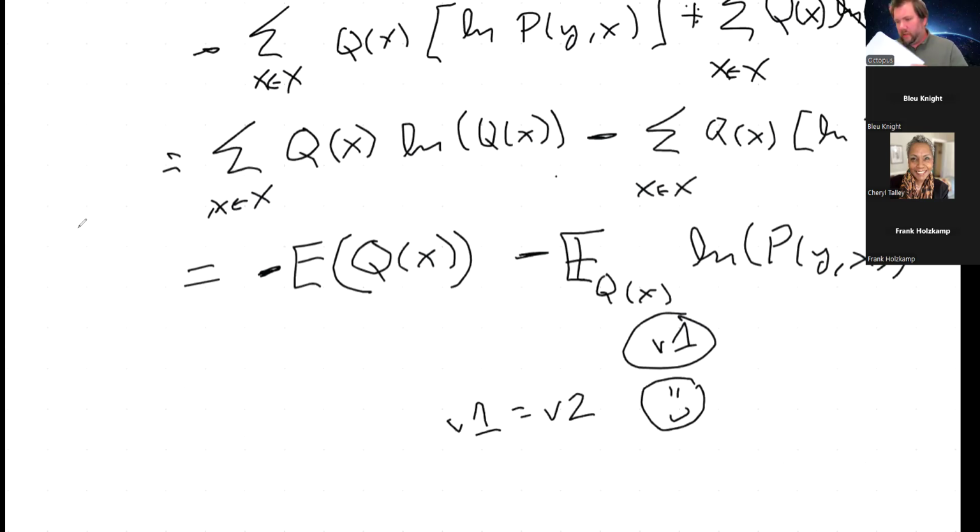Also, I made a mistake here. This E is not the symbol for entropy, it's a symbol for expectation. So this should be an H. So here we have... If you look at equation 2.5, I believe it is, it says these two things are equal, and now we know for sure that they are.